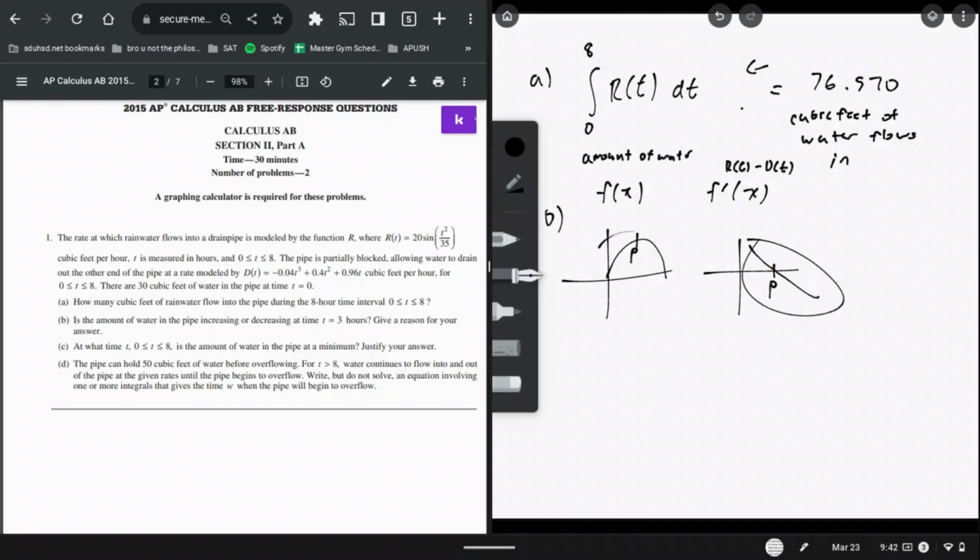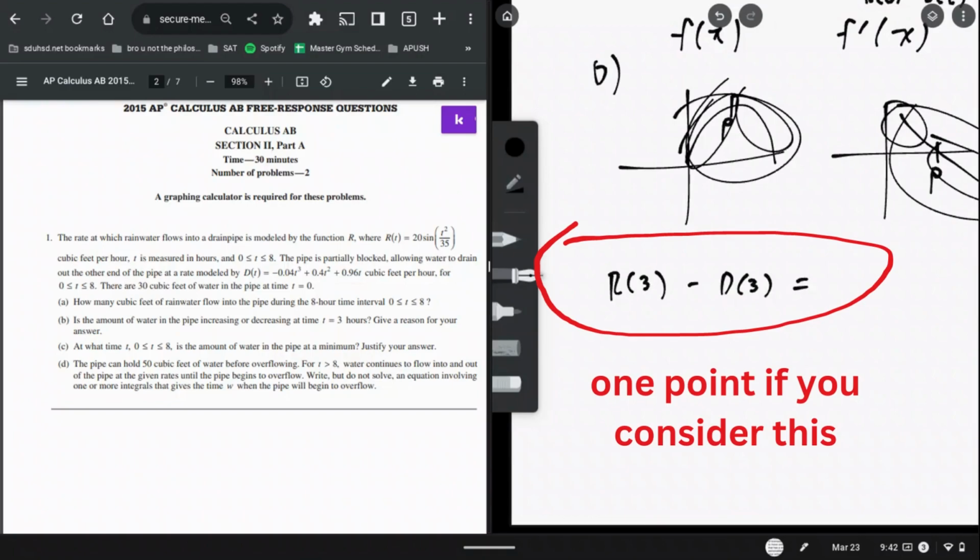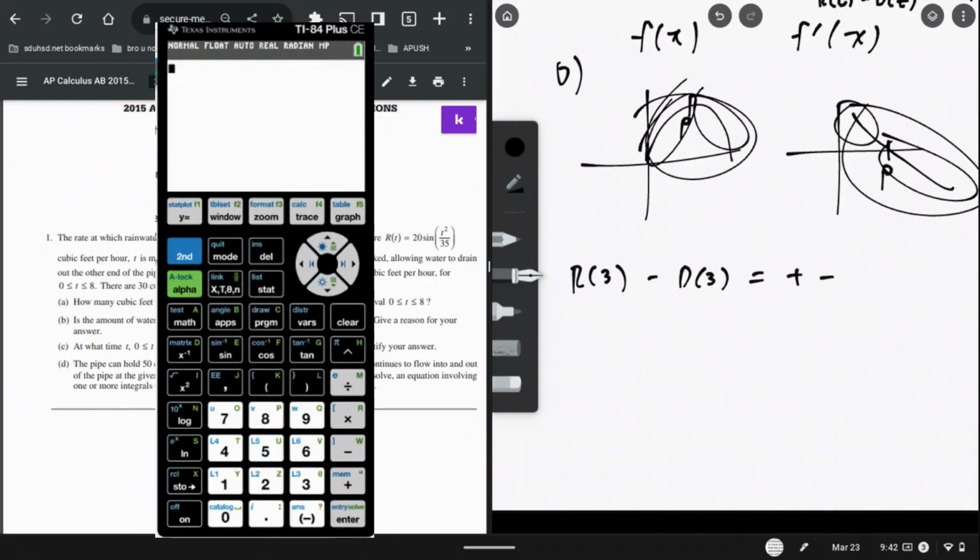So knowing what I just said, where increasing equals positive on the f prime of x function, and decreasing on f of x equals f prime of x being negative, we can find that if we plug in R of 3 minus D of 3, whether that number is positive or negative. If it is positive, let's say right here, this is where time equals 3. If it is positive, then on your function where it represents the amount of water, it'll show that it'll be increasing.